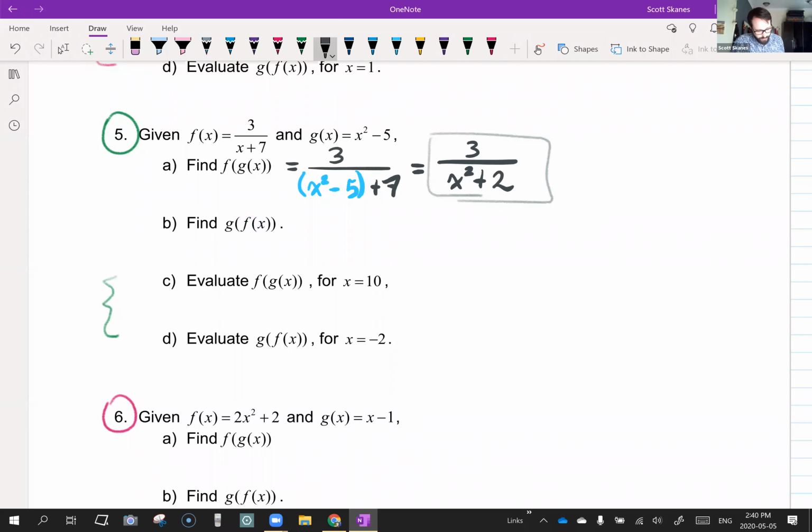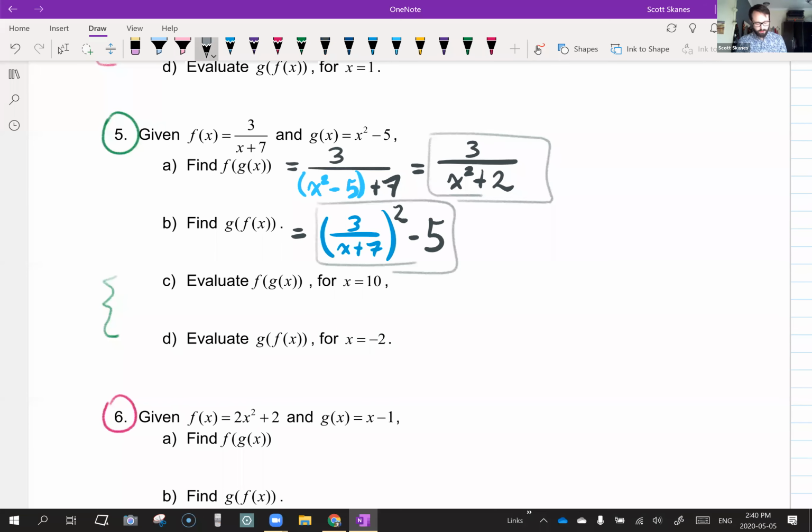It's composite. So what do we have? g is x squared minus 5. I'm going to put that whole fraction in. 3 over x plus 7. I'm going to square that, minus 5. I'm going to leave it like that.